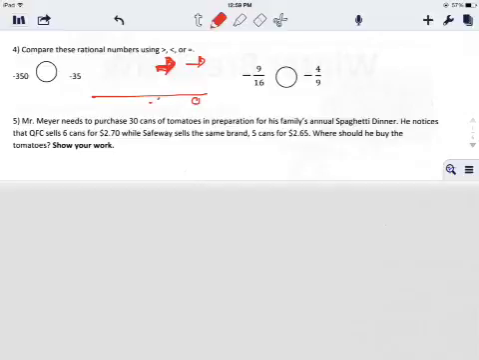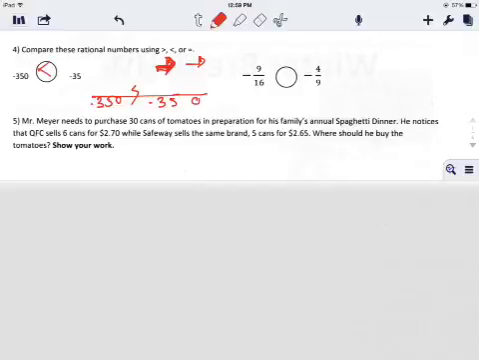So in this case, negative 35 would be there, and negative 350 would be way down there. In fact, I'd have to cut the number line and stretch it way out. So in this case, negative 35 is much greater.